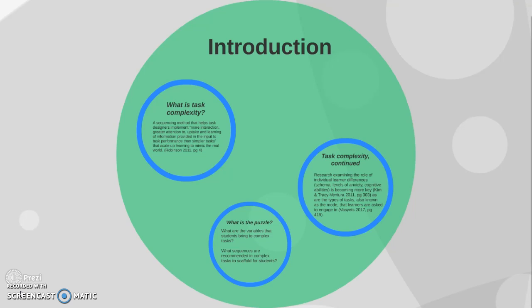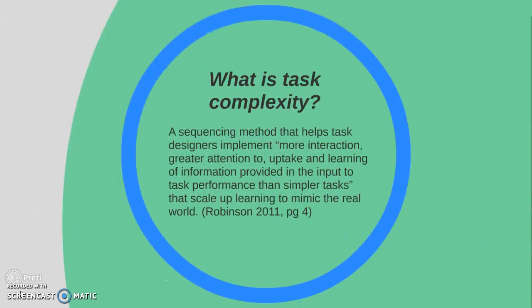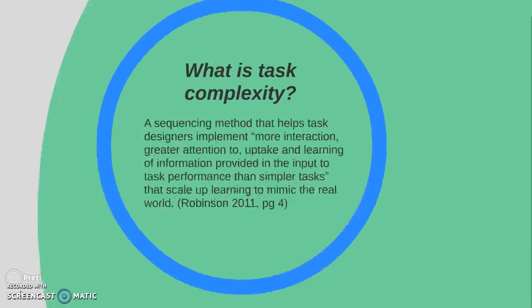First, I'll start you off with an intro. What is text complexity? It's a sequencing method that helps task designers implement more interaction, greater attention to uptake, and learning of information provided in the input to task performance in simpler tasks that scale up learning to mimic the real world.